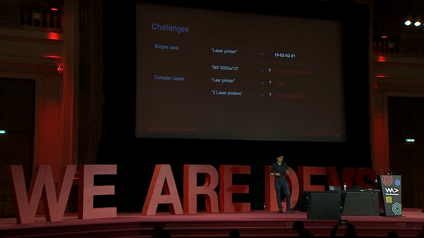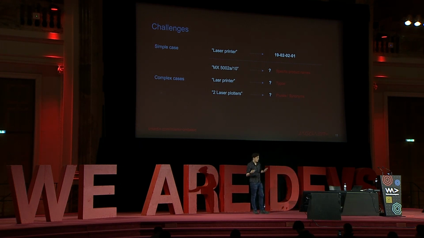So this sounds easy, but now we come to the challenging parts. What if we have some specific product numbers? What if the invoice data contains only these numbers? Then the purchaser cannot know what this is. The purchaser cannot know every product number by heart. Also, we have some other complex cases, like, for example, if we have typos, or plurals or synonyms.